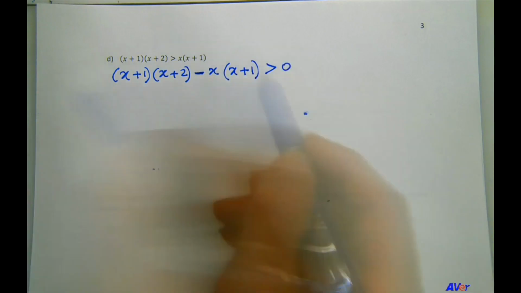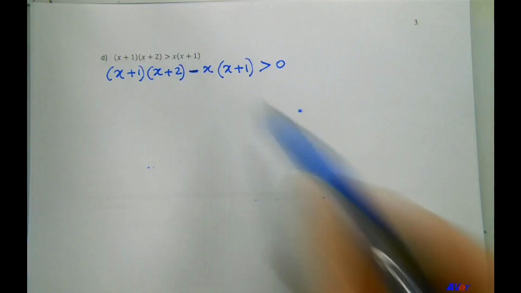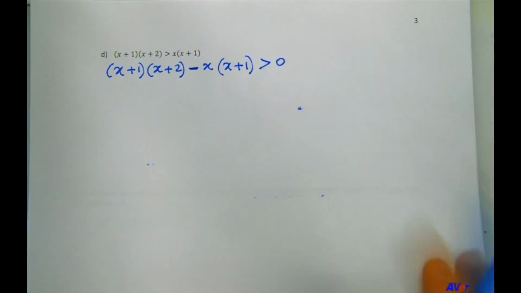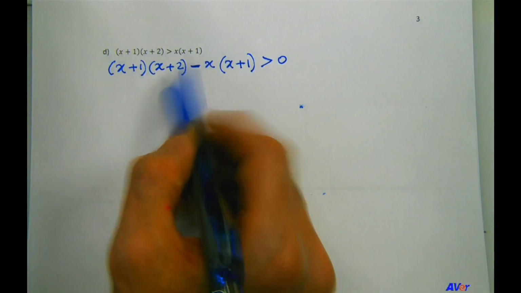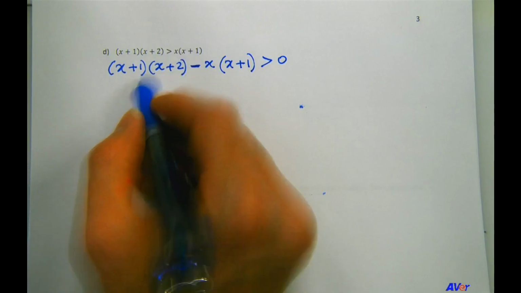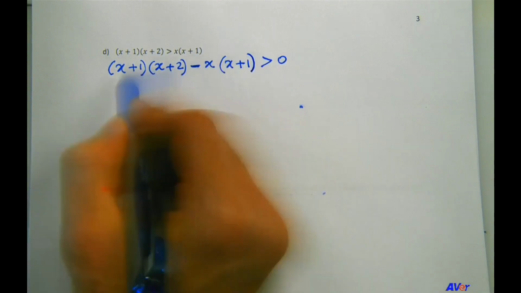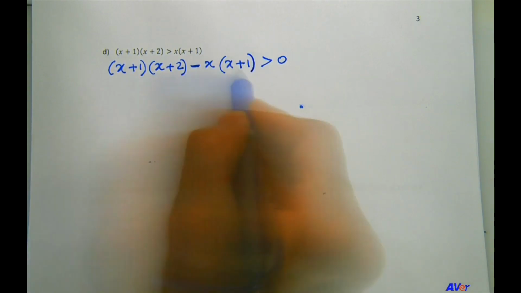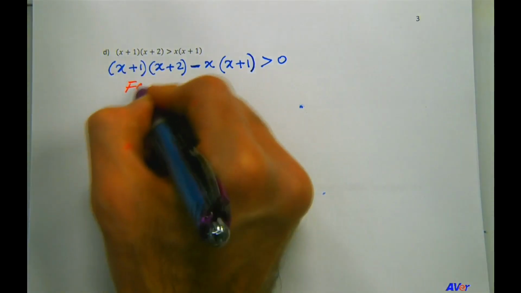Okay, so we move all the variable terms, and of course we have to simplify until we get the final answer. But that's the reason we moved everything to one side, because all these terms have variables in them. All right, so let's simplify. Here, if you notice, we have x plus 1, x plus 1, so we can factor x plus 1 out. So let's do that.